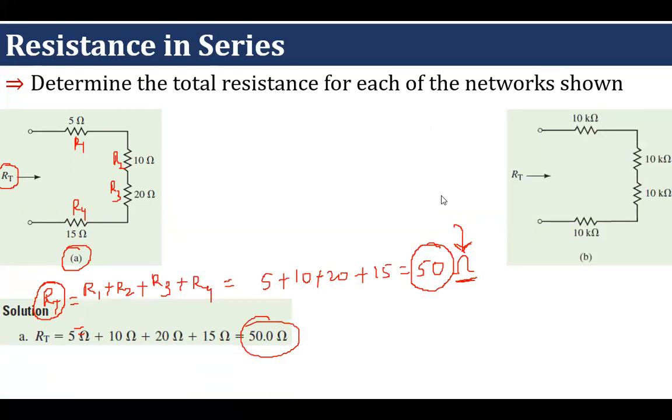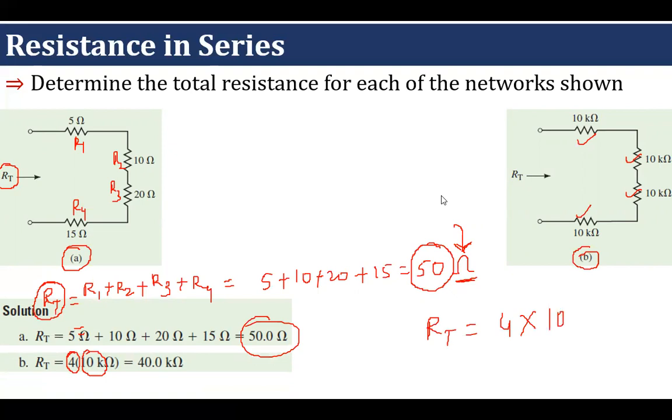Now the second part of this question, here all resistances are equal. How many resistances do we have? 1, 2, 3 and 4. So how can we calculate the total resistance? 4 multiplied by 10, and all are in kilo ohms, remember. So RT is equal to 4, because 4 resistances are equal and the value is 10k. So this is going to be 40 kilo ohm. And what is the meaning of this kilo? It is 10 to the power 3.